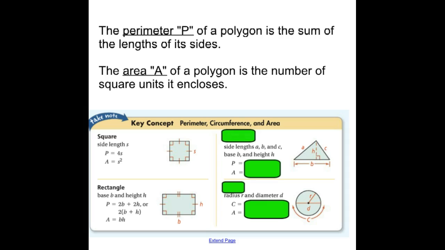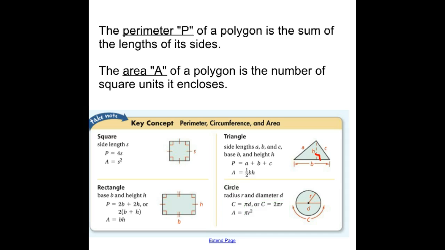The next one we have is triangle. For a triangle, the perimeter is A plus B plus C, where A, B, and C are the three sides of the triangle. And the area formula is area equals 1/2 base times height. The key is that the base and the height need to make that right angle that you see in that picture. Don't forget to find two pieces that make that right angle.